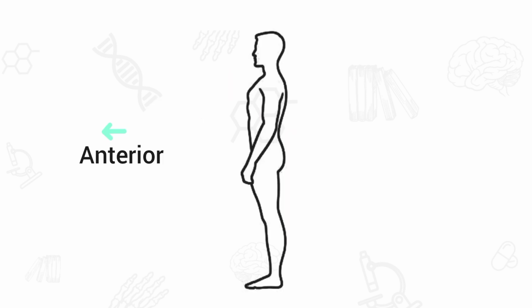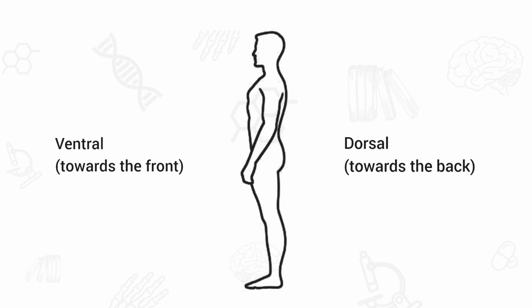So anterior, remember, structures in the front, posterior, structures facing the back. We also have another term for this. We call them dorsal and ventral. Ventral are structures facing towards the front, and dorsal are structures facing towards the back, like the butt is dorsal. Okay, so let's continue.